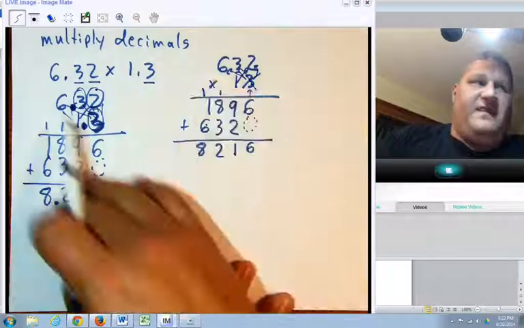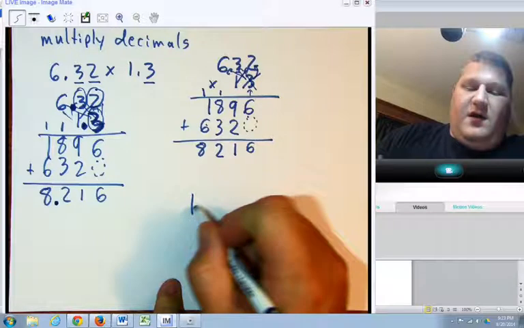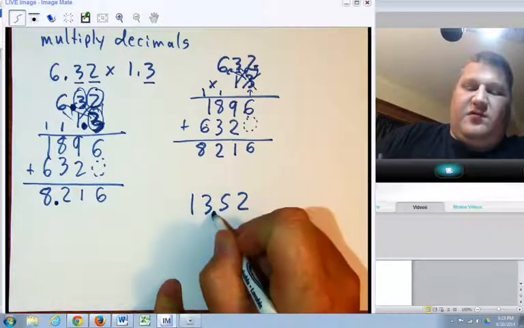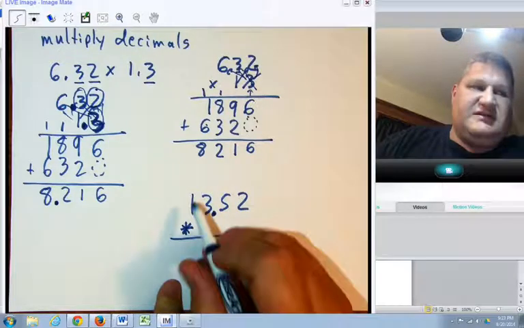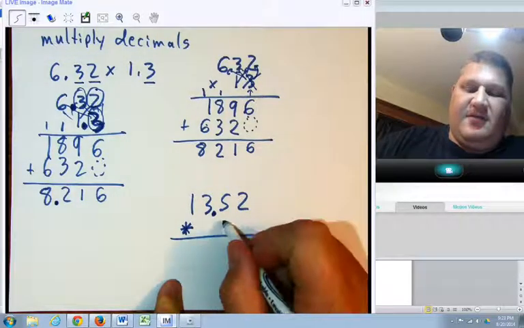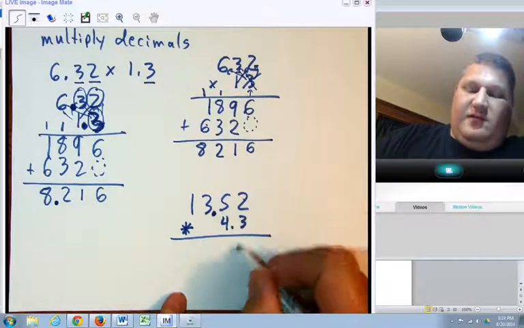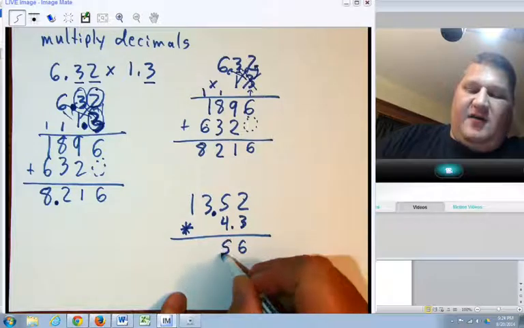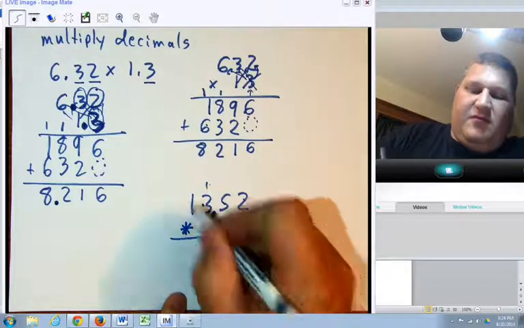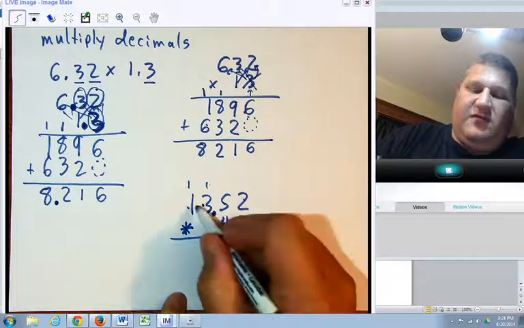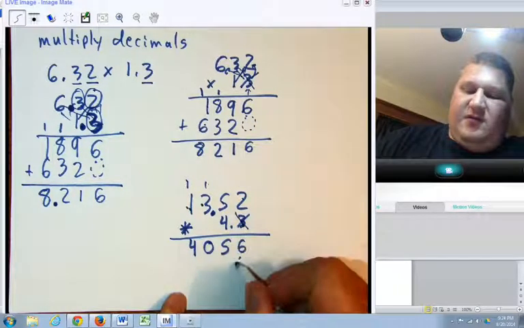Now, that's kind of the slow method. Let's do one more for good practice. 1, 3, 5, 2. So let's go 13.52 times. And I'm going to use a star just so I don't mistake it for an X later in algebra. And I'm going to do 4.3. Now, 3 times 2, 6. 3 times 5, 15. 3 times 3 is 9. Put a 1 up here is 10. Put a 1 up here. I got 3 times 1 is 3. Plus 1 more is 4. Done with this one. Don't forget to leave a space.